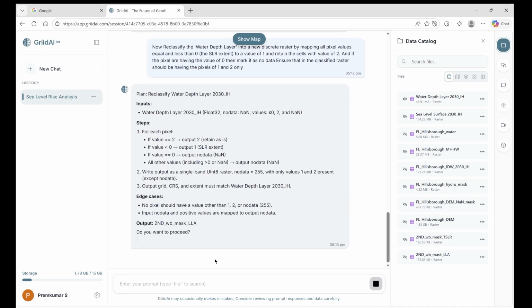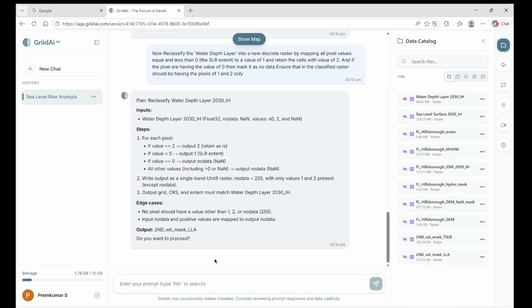So see, now it has clearly given a plan. For each pixel, it's going to check whether the value is 2. If the value is 2, then it is going to retain it as it is, and if the pixel value is less than 0, it's going to mark it as 1. And if the pixels have the value of 0 itself, then it's going to mark it as no data, because there is no inundation that is happening at that area.